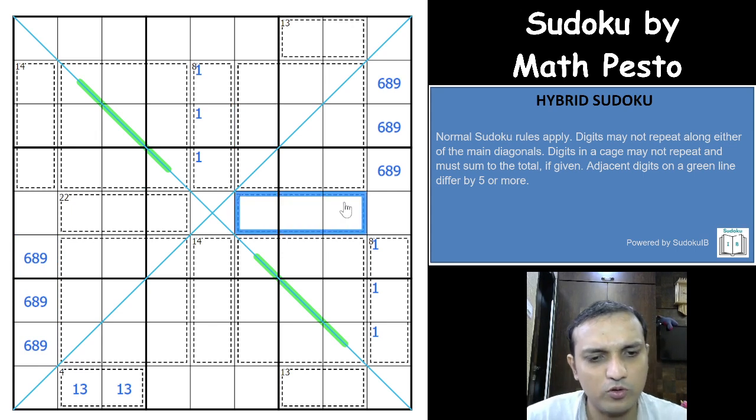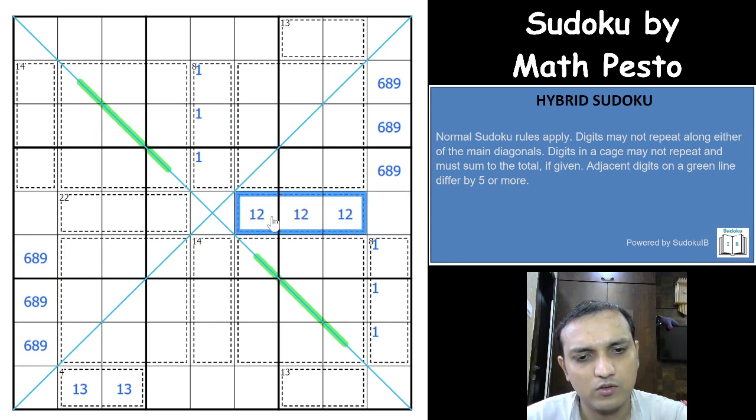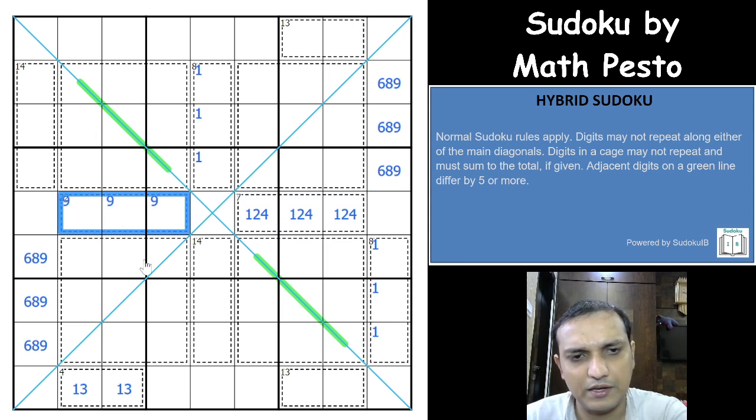Seven is 1, 2 and 4. I didn't see that at all. And 22 will always have a 9, right?